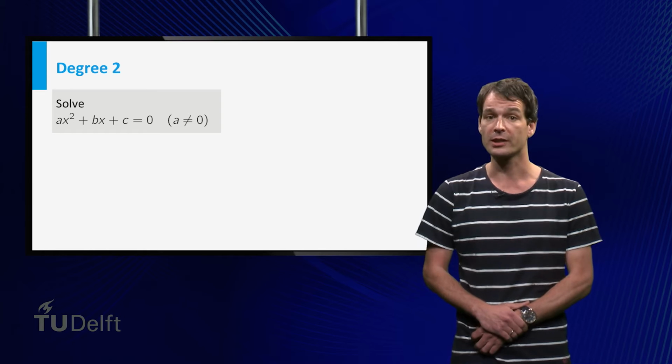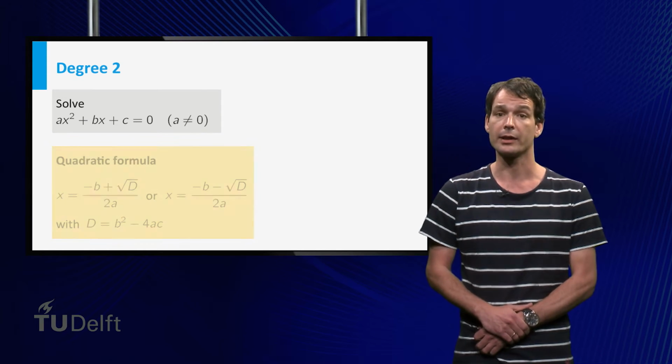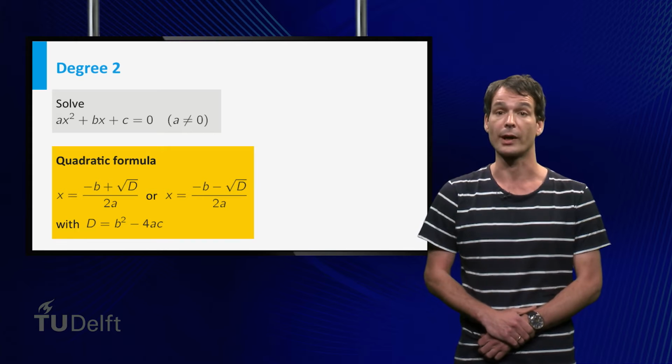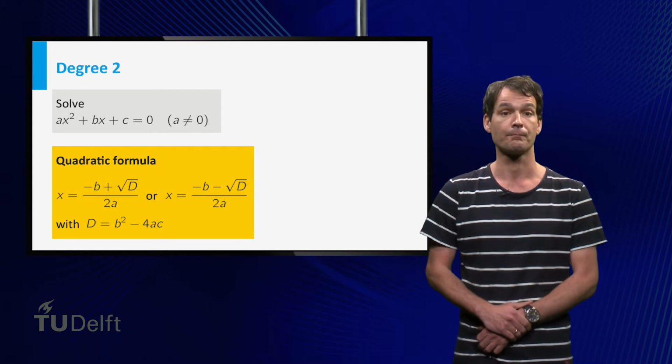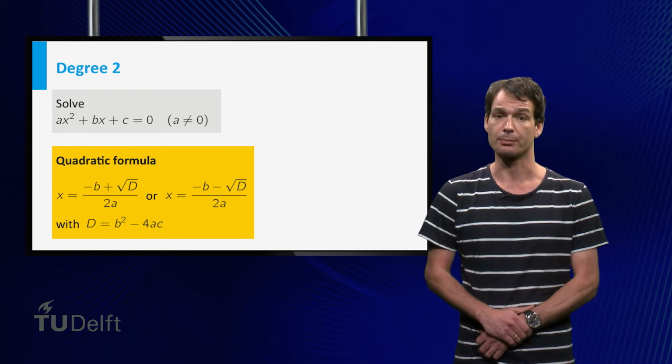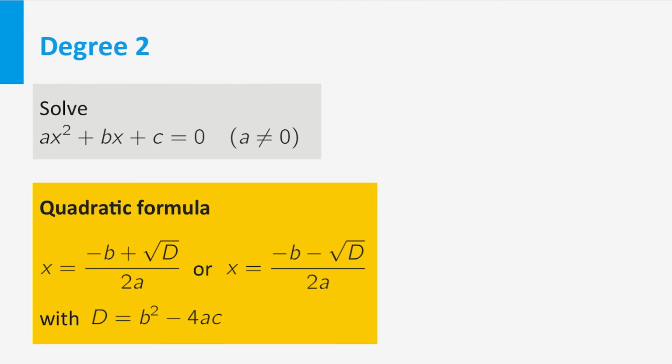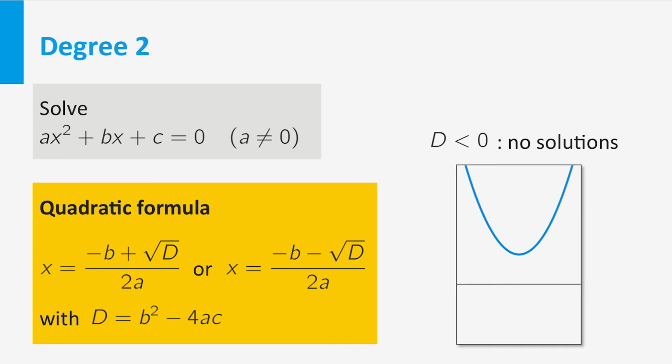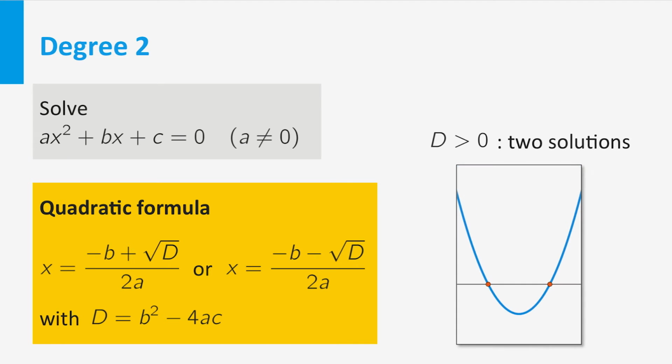What if you don't see how to factorize? Well, in this case you can either use the quadratic formula or you can complete the square. Let's first use the quadratic formula. d, which is b squared minus 4 times ac, is called the discriminant. We can see from the value of d how many solutions our second degree equation has. If d is negative, the equation has no solutions. Graphically, this means that the graph of the second degree polynomial, a parabola, does not intersect the horizontal axis. If d equals 0, there's exactly one solution, and if d is positive, there are two different solutions.